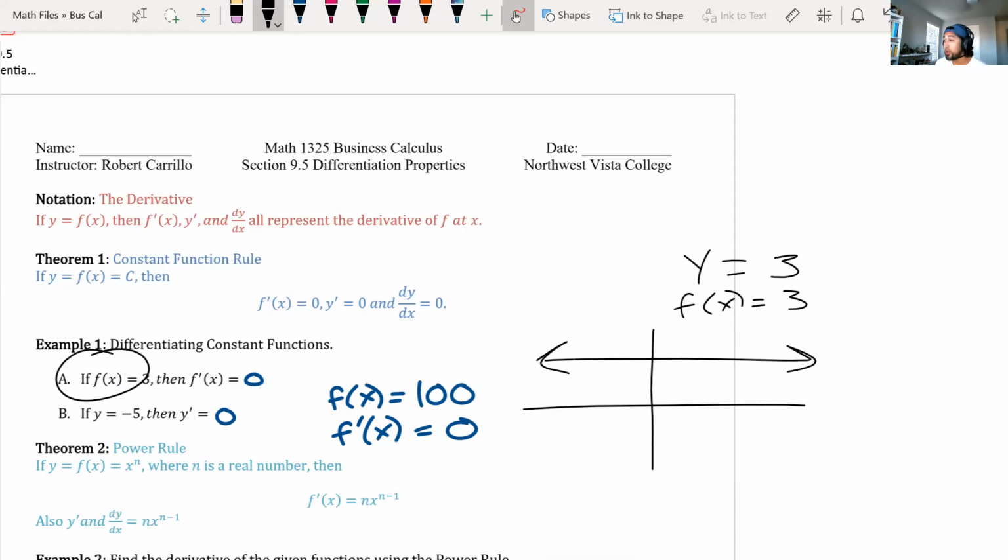And what is the slope of all horizontal lines? 0. And that's why derivative just means slope, because all you're doing is finding the slope of that function. So when you're given y equals 3 and you find out that the derivative is 0, you're actually saying that the slope of this line y equals 3 is 0. That's why derivative is just a fancy word for slope. Does that make sense?